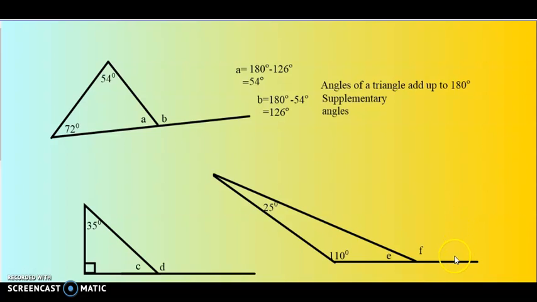How do we classify an exterior angle? An exterior angle is when one of the lines of the triangle is extended. Say for example, this line was extended, then the exterior angle would have been here. If this line was extended, the exterior angle would have been over here. And if the line was extended this way, this part here would have been the exterior angle.